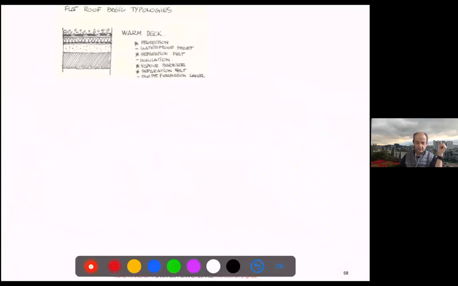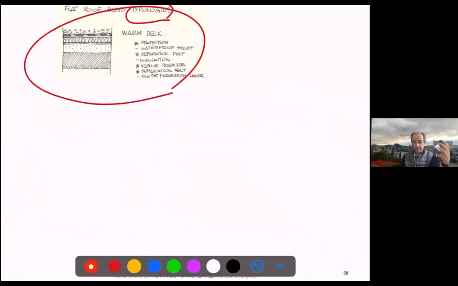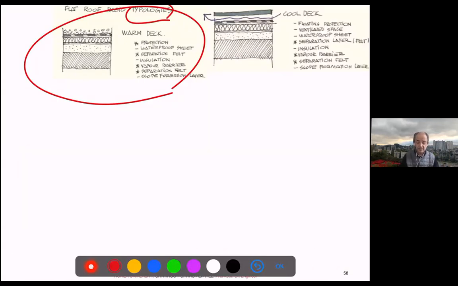So the components, because we're very slow, the typologies, the warm deck is the usual, the traditional. So we have the layers as we said in the first slide. Cool deck is interesting because this is the same warm deck, but the protection is separated so the air can go through. So that has a less thermal stress in the waterproof. It's better protected, so it gives you much more durability of the waterproofing, and also helps to have that layer dry.